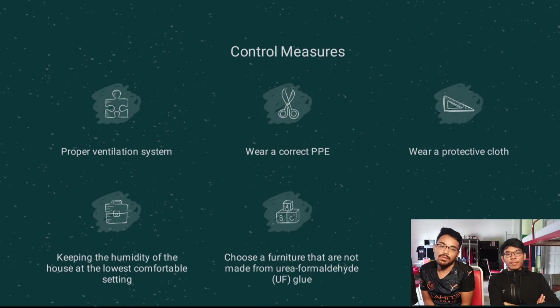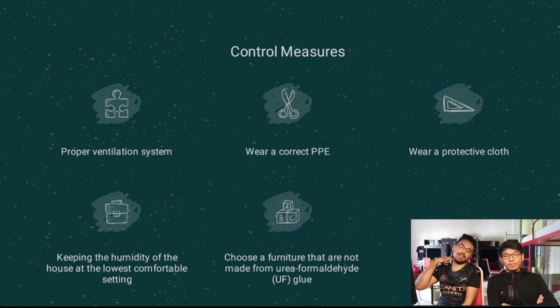Okay, Azril, we already know the effects that come from formaldehyde. Can you explain to me the control measures for formaldehyde? Okay, Amin. Do you want to know? The control measure for formaldehyde is quite easy. First, we need to have a proper ventilation system in every factory that handles formaldehyde, as it can travel in the form of airborne contaminants.